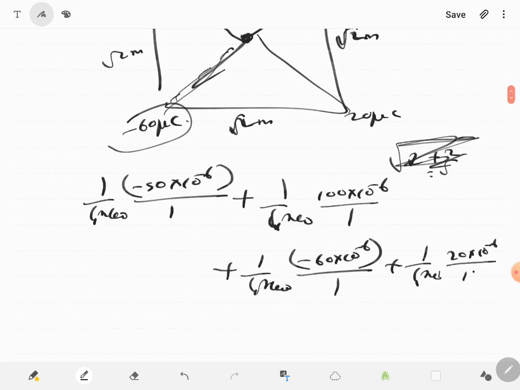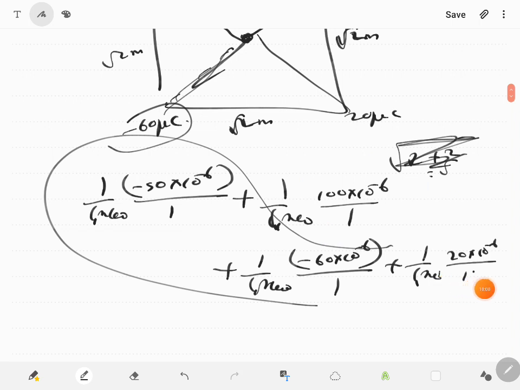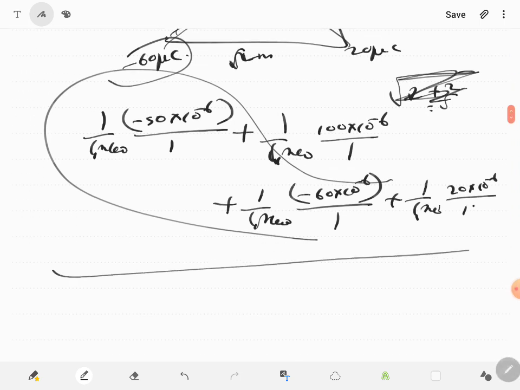Just add all this. Negatives and negatives you can consolidate, positives and positives you can add, and so you can find the net answer. So this is how we find the potential at the center. I hope you understood. Let's go find the answer. It has to be 9 into 10 to the power 4 volts should be the final answer.